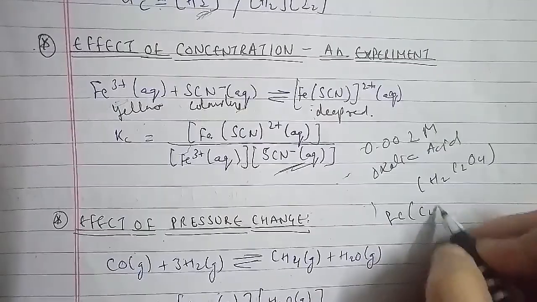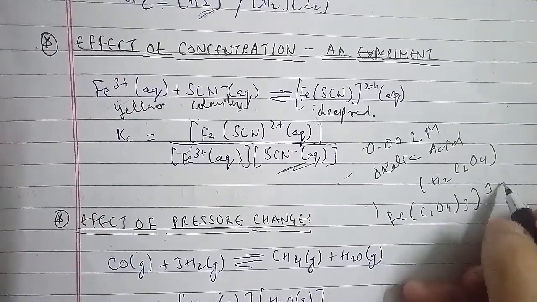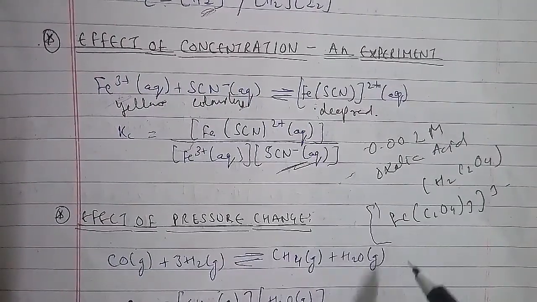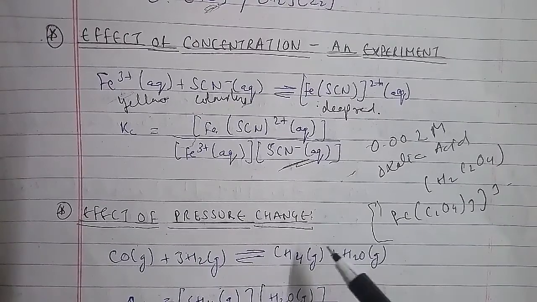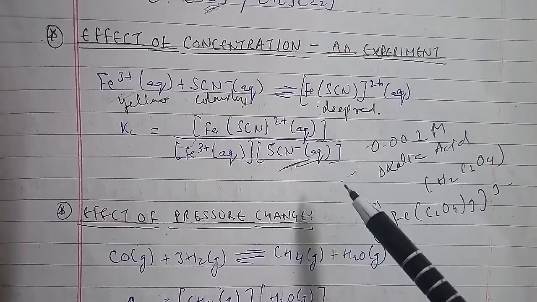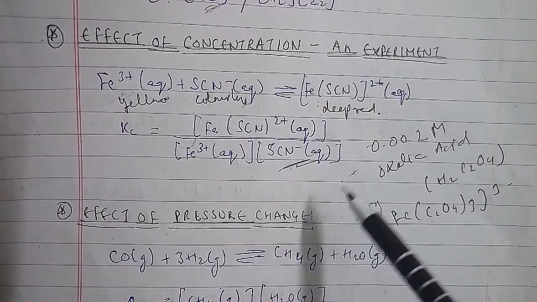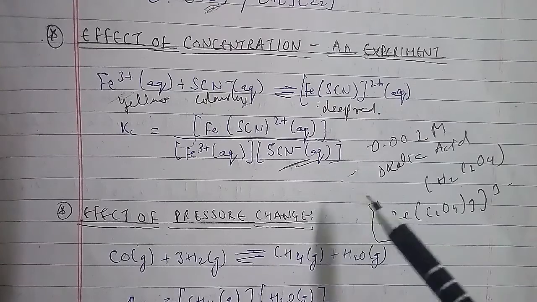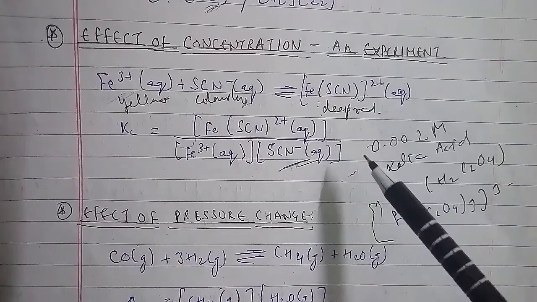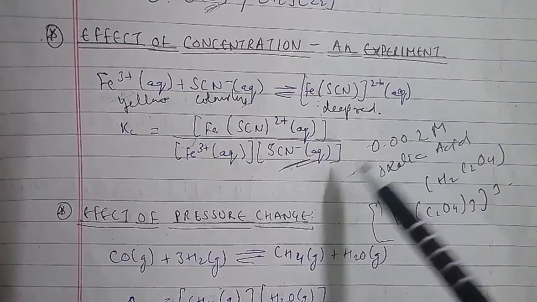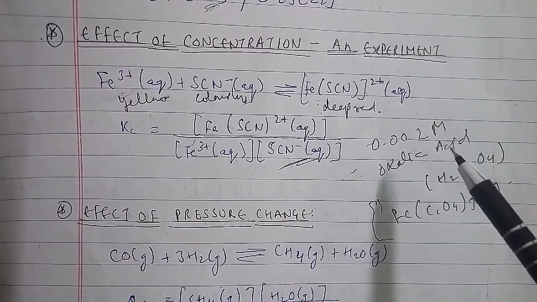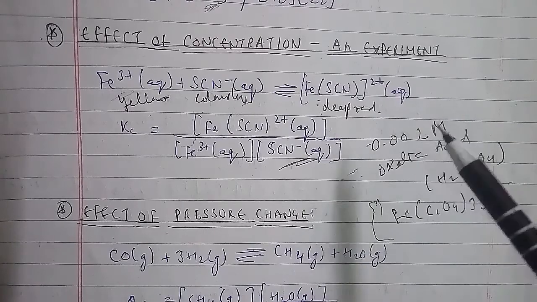The addition of aqueous HgCl2 also decreases the red color because Hg2+ reacts with SCN- ions to form a stable complex ion, Hg(SCN)4 2-. The removal of free SCN- aqueous shifts the equilibrium from the right to the left to replenish SCN- ions. Addition of potassium thiocyanate, on the other hand, increases the color intensity of the solution as it shifts the equilibrium to the right.